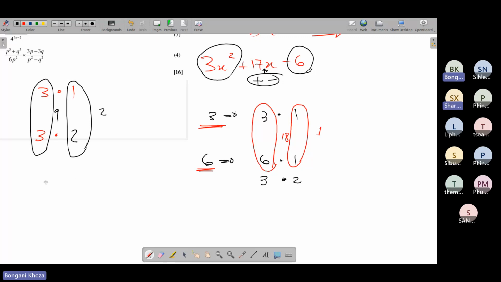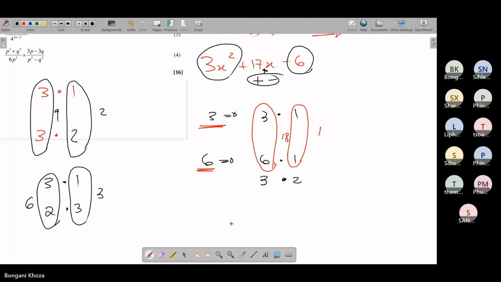I could have also multiplied like this. I could have multiplied 3 and 1, and the other one could have been 2 and 3, like that. This is going to give me 6, and this is going to give me 3. Another combination we could have done is 3 times 1, 1 times 6. So these ones will give me 3, and these ones will give me 6. Can we see the different combinations or multiplications that we can do here?